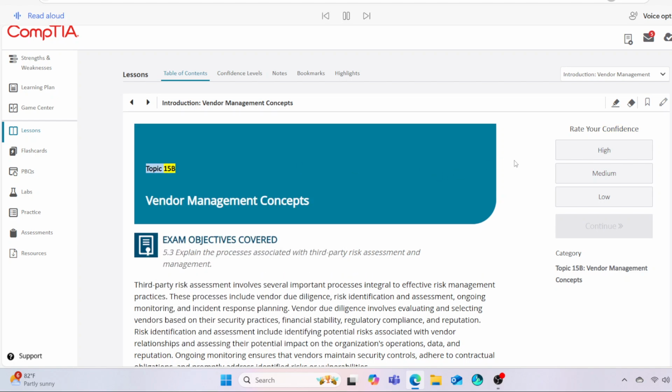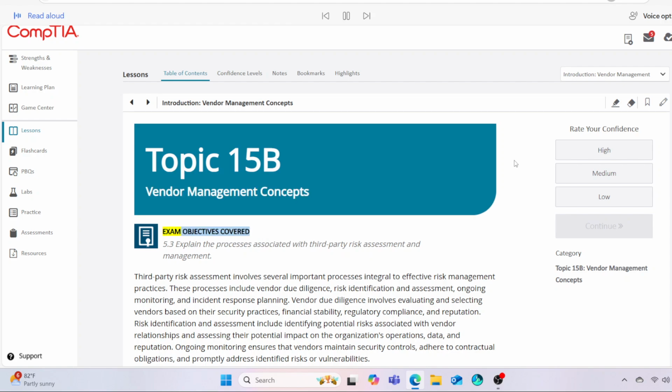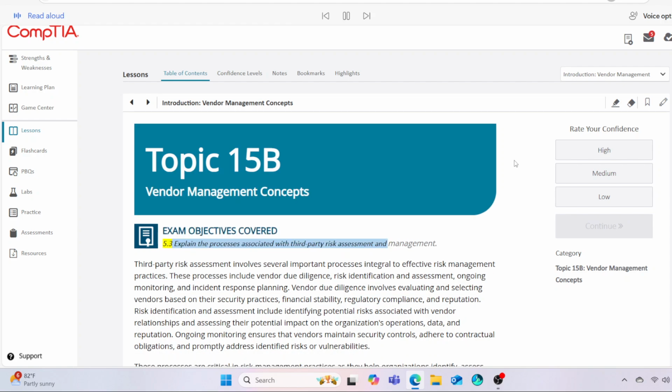Topic 15b. Vendor management concepts. Exam objectives covered. 5.3 explain the processes associated with third-party risk assessment and management.